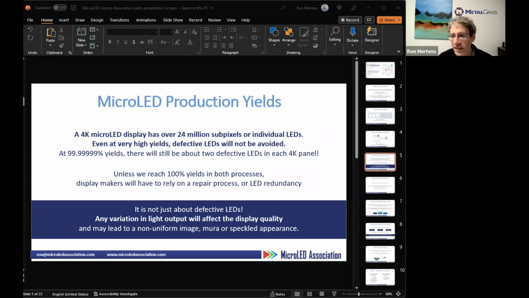And it's important to note that it's not just about defective LEDs. Some smaller defects may result in operative LEDs, ones that can still be used, but do not output the light in the way that we want. There could be a variation of color or brightness, and this could affect the display quality as a whole. Displays can be non-uniform, can have mura effects, and this is something we definitely want to avoid.